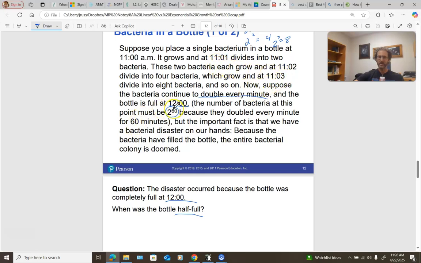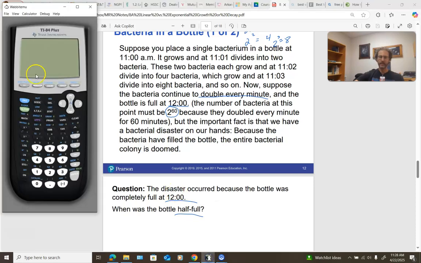So after 60 minutes, or at 12 o'clock, well, let's see actually how many bacteria we would have. 2 to the 60th power. Oh, look, this gives us the answer in scientific notation. Do you guys recall that? Really large numbers are more conveniently expressed in scientific notation.